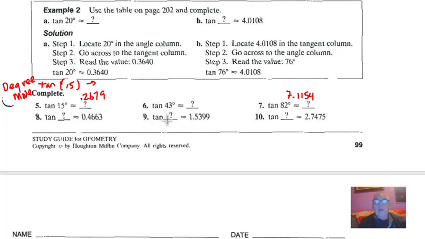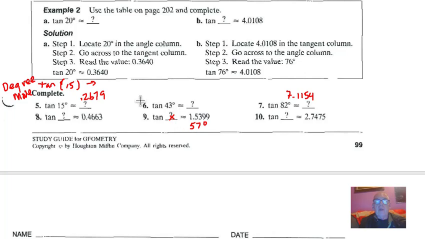Okay, for number 9, we want to do what we call inverse tangent. We want to look up the angle that goes with the decimal 1.5399. So I use the table, and I'm looking for 1.5399, and that goes with 57 degrees.